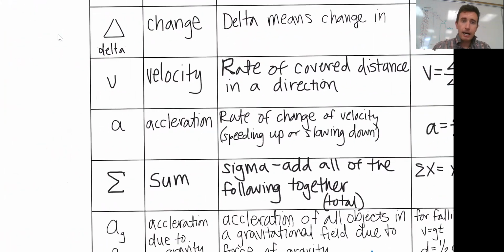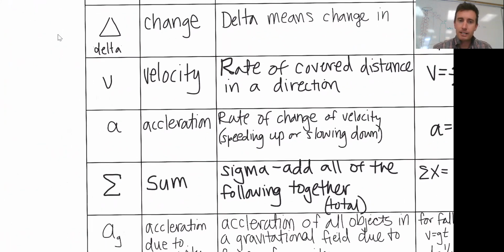Next, velocity is our next concept. We represent it using lowercase v. So far makes a lot of sense. And velocity is the rate of covered distance in a direction. So rate means over time, right? How much distance did you cover in how much time? And in a direction indicates that velocity has to have both a magnitude, how big the number is, and a direction, which way are you going?